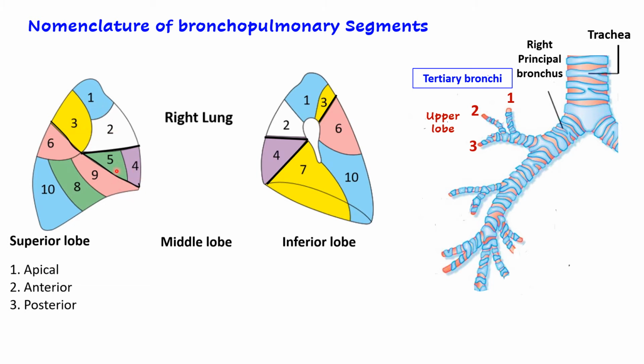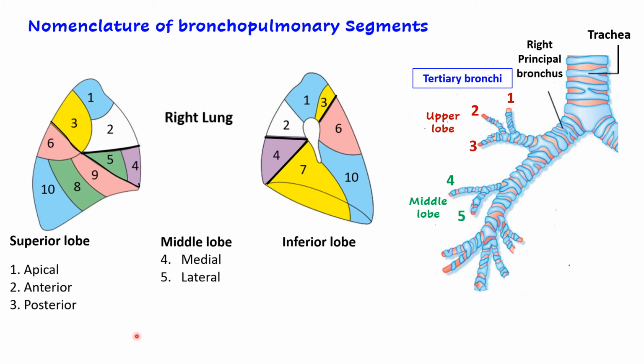Let us look at the middle lobe now. Middle lobe, how many bronchopulmonary segments are present? 2 are present. So that's what you can see here, numbers 4 and 5. And how are they named? The fourth one, which you can see is more present on the medial surface also. This is the medial bronchopulmonary segment and fifth is the lateral one. So we have only 2 bronchopulmonary segments and they are named as medial and lateral bronchopulmonary segment.